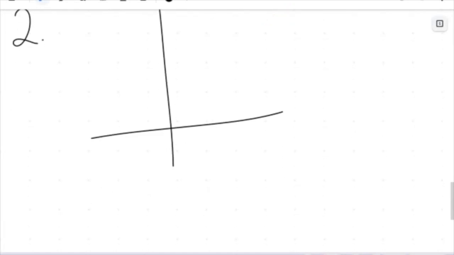Now, let's look at one more feature question for these parabolas. I'm going to draw up a graph very quickly. And it's not going to be very nice, so please just bear with me.